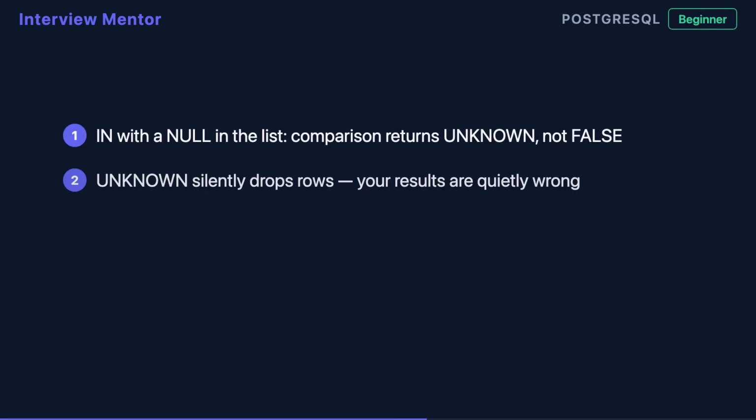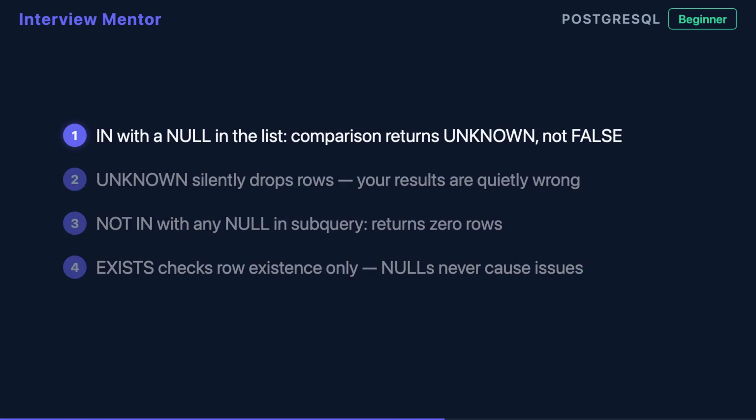Here is the NULL trap. If your subquery returns even one NULL, comparisons against non-matching values return unknown, not false, and those rows are silently dropped. Even worse, NOT IN with any NULL in the list returns 0 rows. EXISTS sidesteps this entirely by only checking row existence.